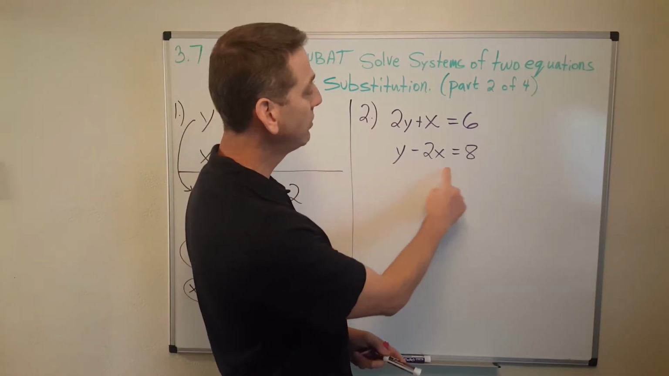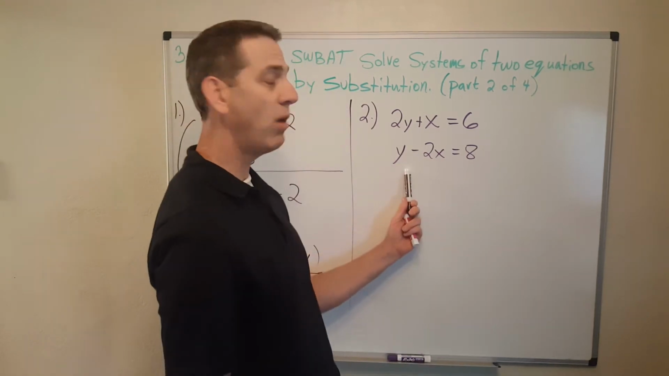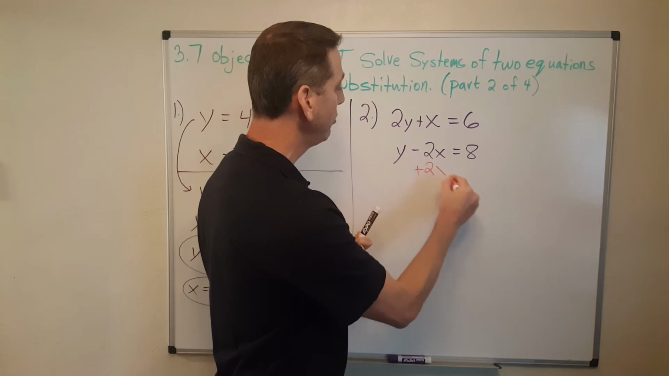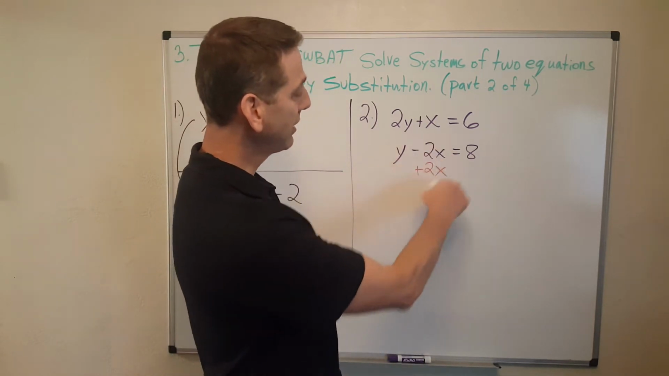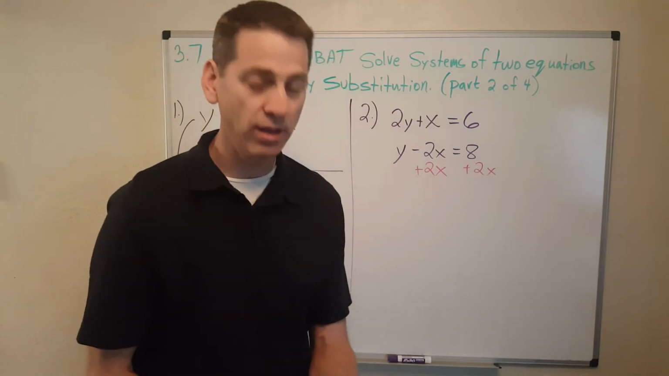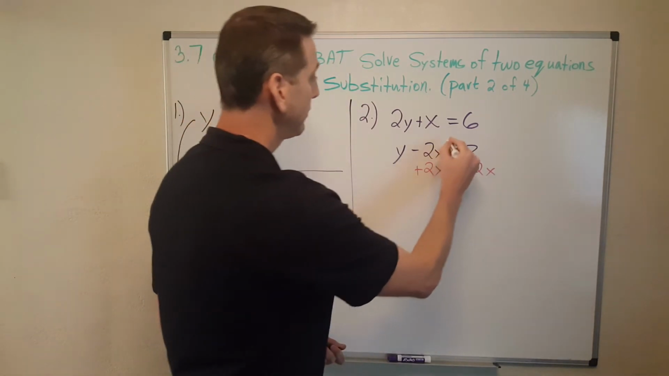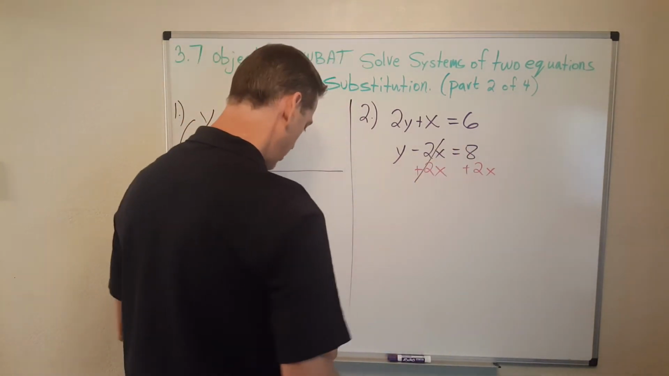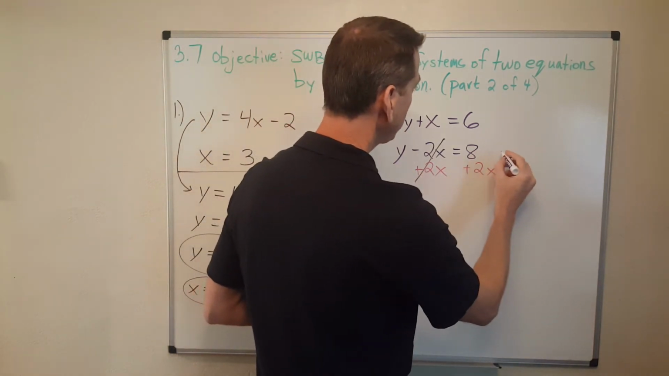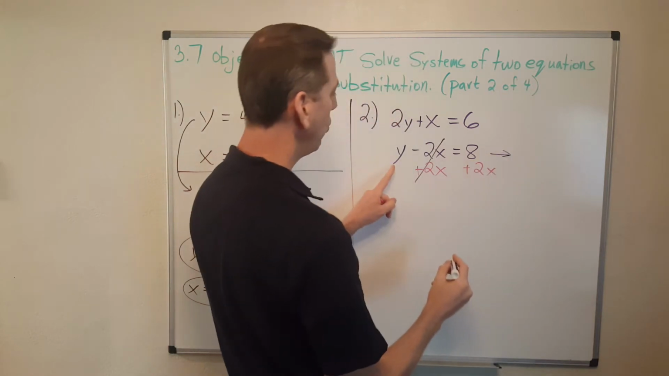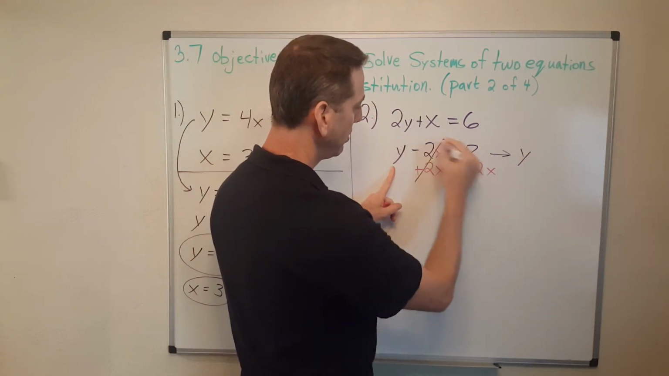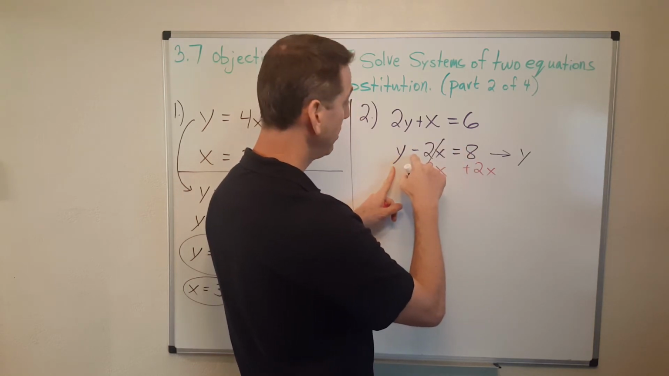I've got y minus 2x equals 8. I want to get y by itself. So how do I get it by itself? Well, I just add 2x. See how that's going to cancel? And I have to add 2x to the other side as well. So that cancels, and I'm left with y. This all canceled, including that negative sign.